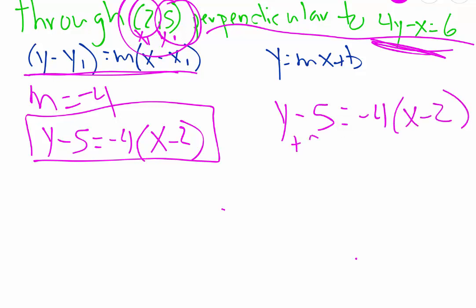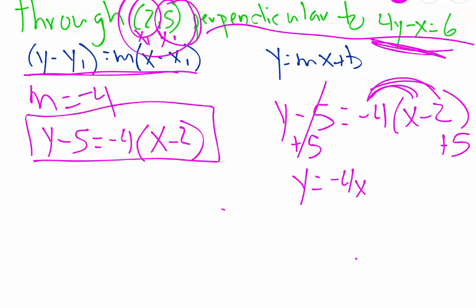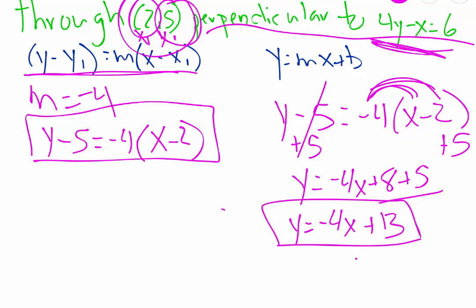So in this case, we are going to add 5 to both sides and distribute the number in front of the parentheses. So y is equal to, if we distribute here, -4 times x is -4x. -4 times -2 is +8. Drop down that +5 that we moved over. And in slope intercept form, we have -4x, 8 plus 5 gives us a 13. So there we have both equations.